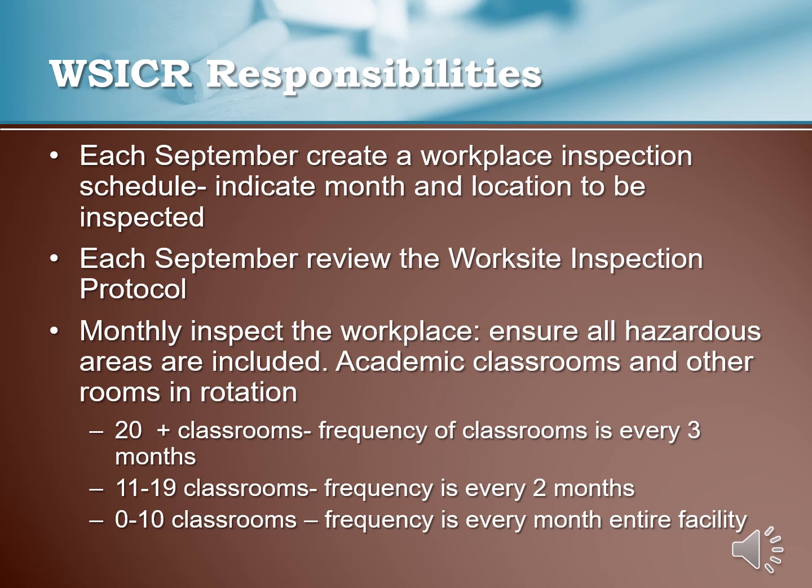There's also a sampling of classrooms that will be inspected each month. Our terms of reference with the Ministry of Labour allow for academic classrooms to be inspected in rotation with the following requirements. If your school has 20 or more classrooms, the frequency of classroom audit is every 3 months. If your school has 11 to 19 classrooms, the frequency of inspection is every 2 months. And if your school has 0 to 10 classrooms, the entire facility must be inspected each month.